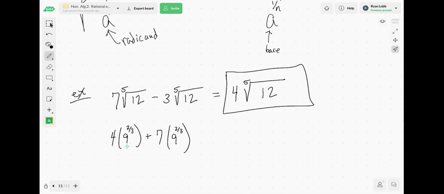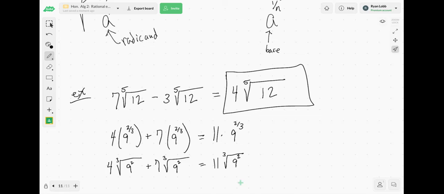So in this case, though, I do have like radicals. They're like terms, same base, same exponent. If I converted this to radical form, this would be the cube root of 9 squared plus 7 times the cube root of 9 squared. In either case, you can see they're like terms. I have 11, in this case, times 9 to the 2/3. Or down here, I would have 11 cube roots of 9 squared.